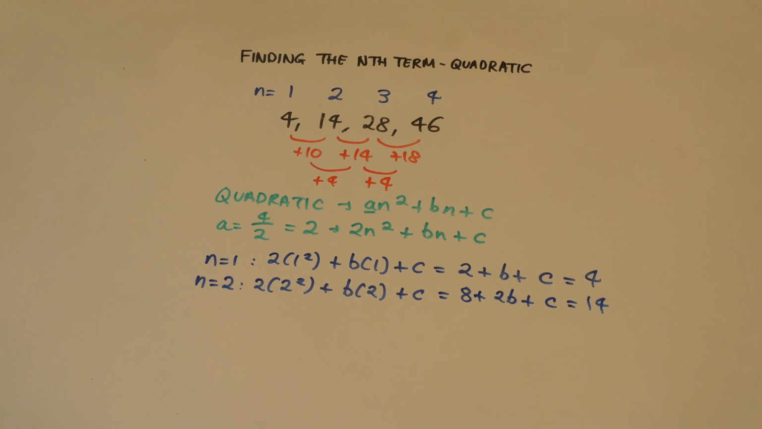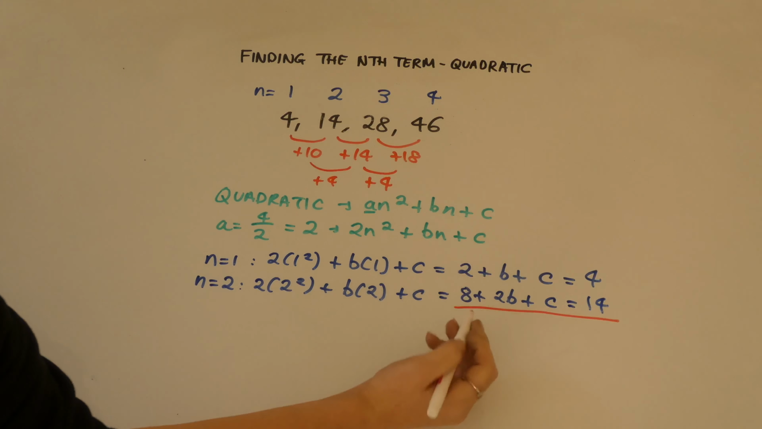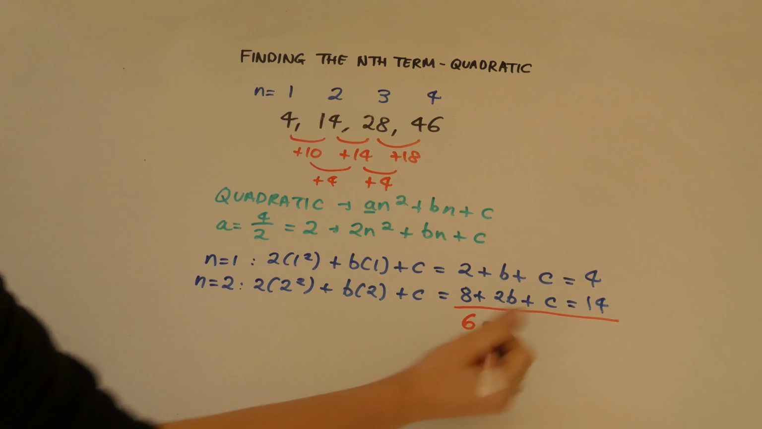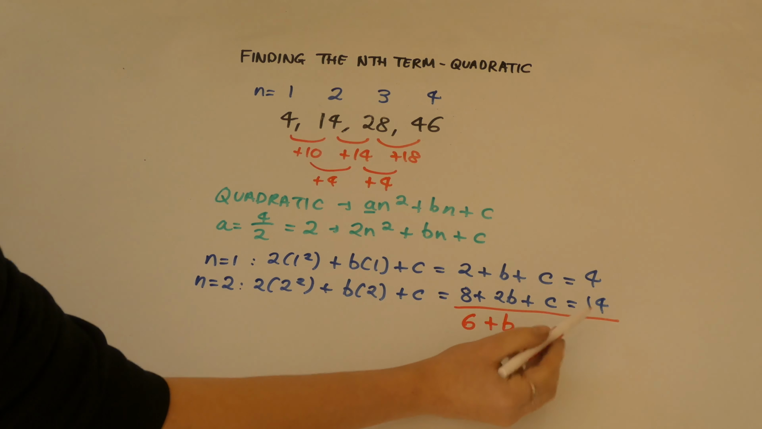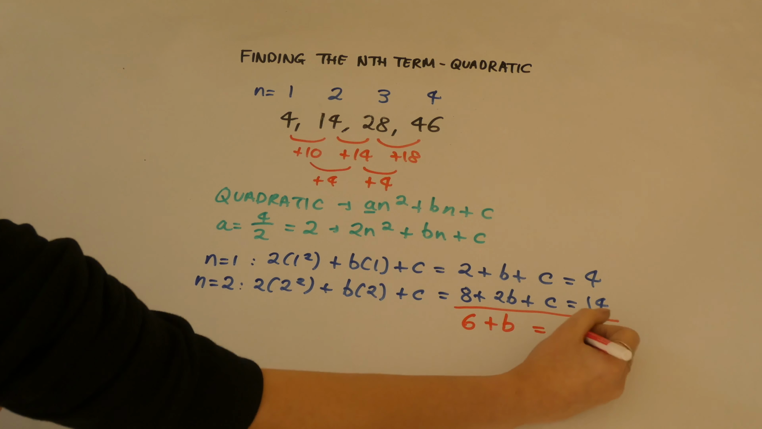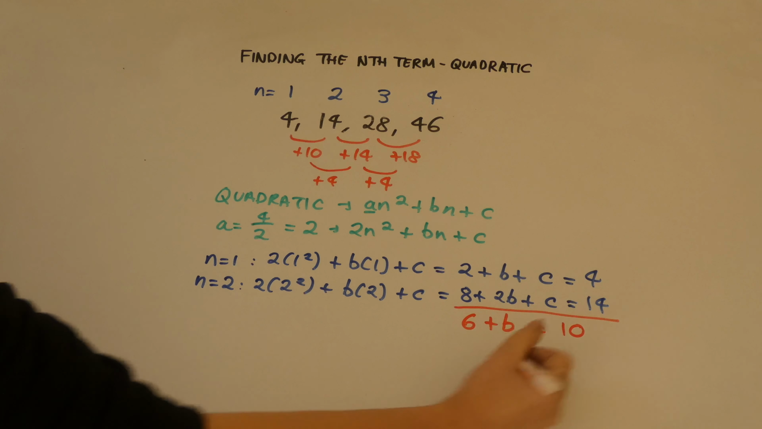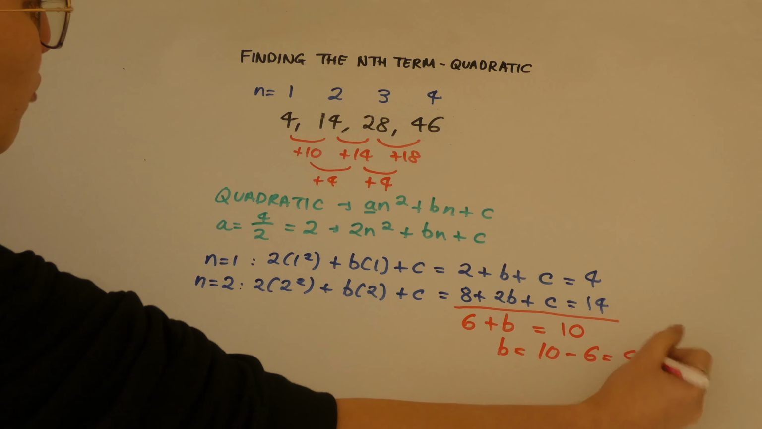All we now need to do is subtract these two equations from each other. So we're going to get 8 minus 2, which is just 6, 2b minus b, which is just b, c minus c cancels each other out, and then we've got 14 minus 4, which is just 10. So all we need to do is rearrange this to find b. So b then equals 10 minus 6, which is 4.